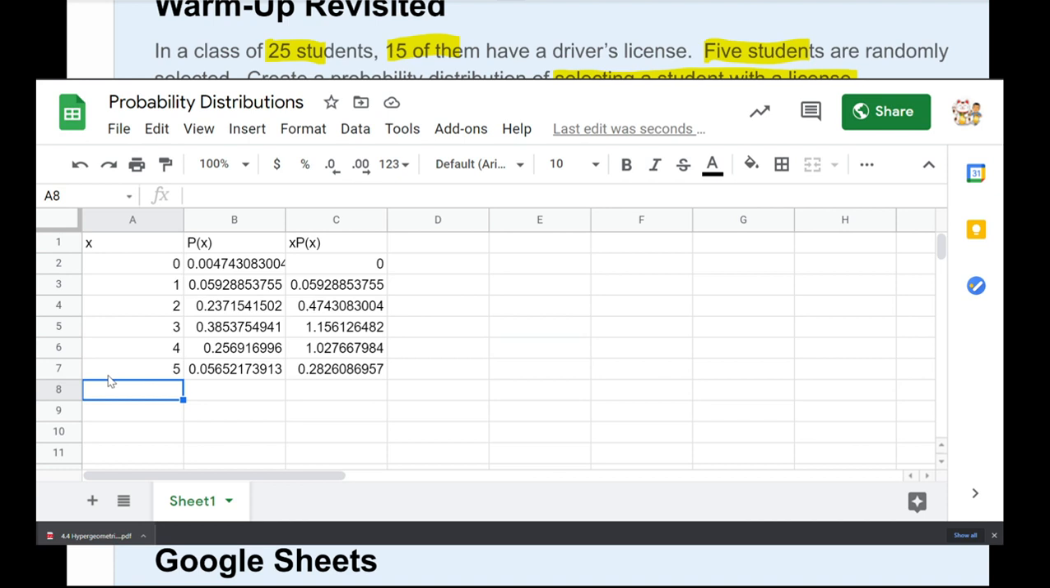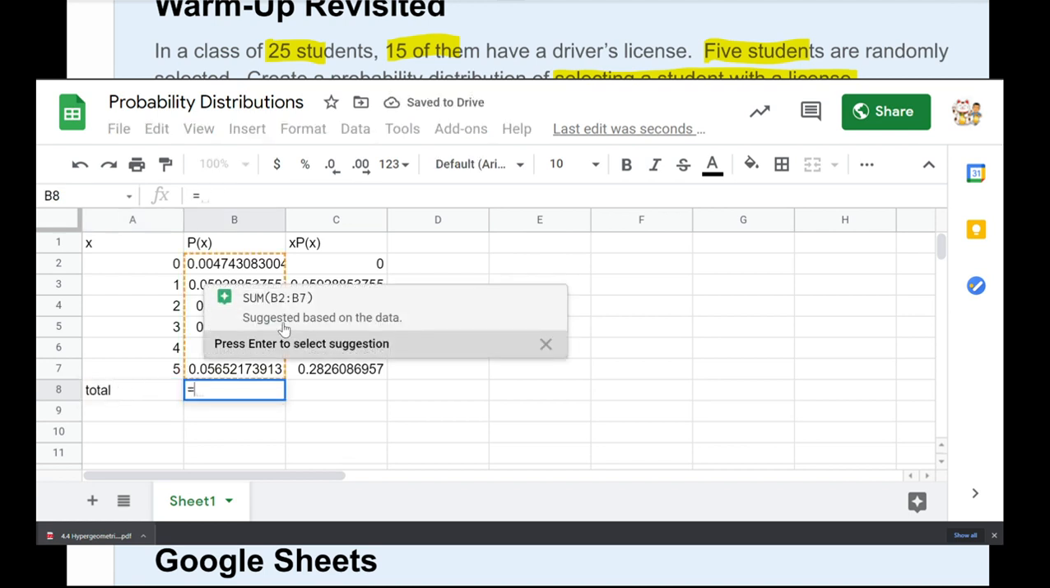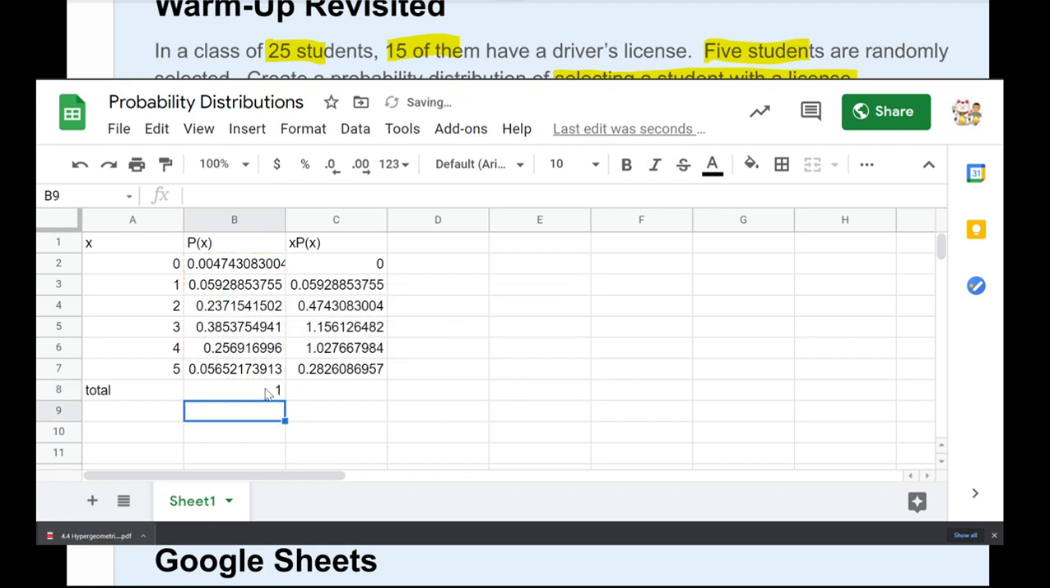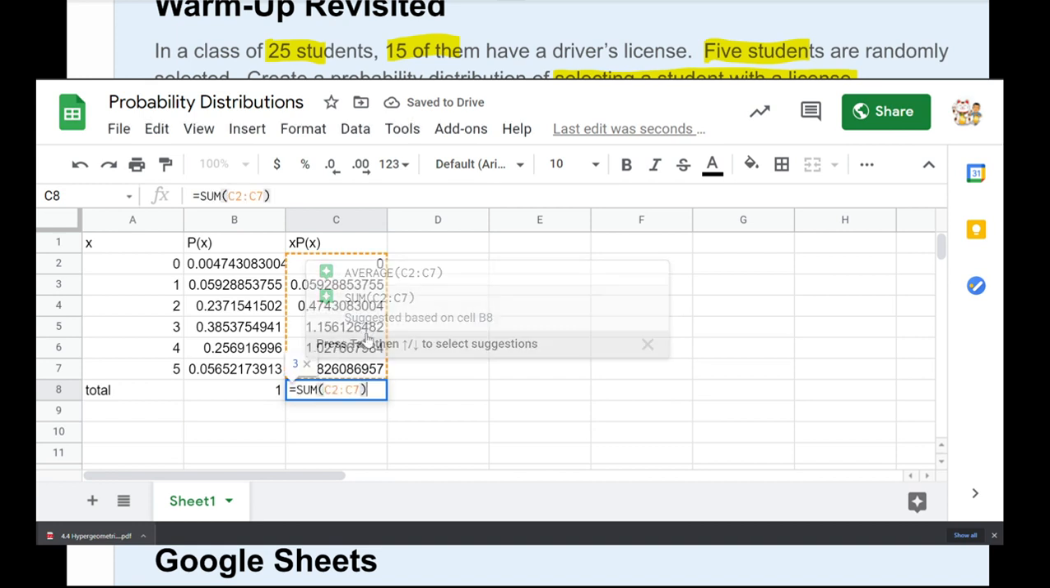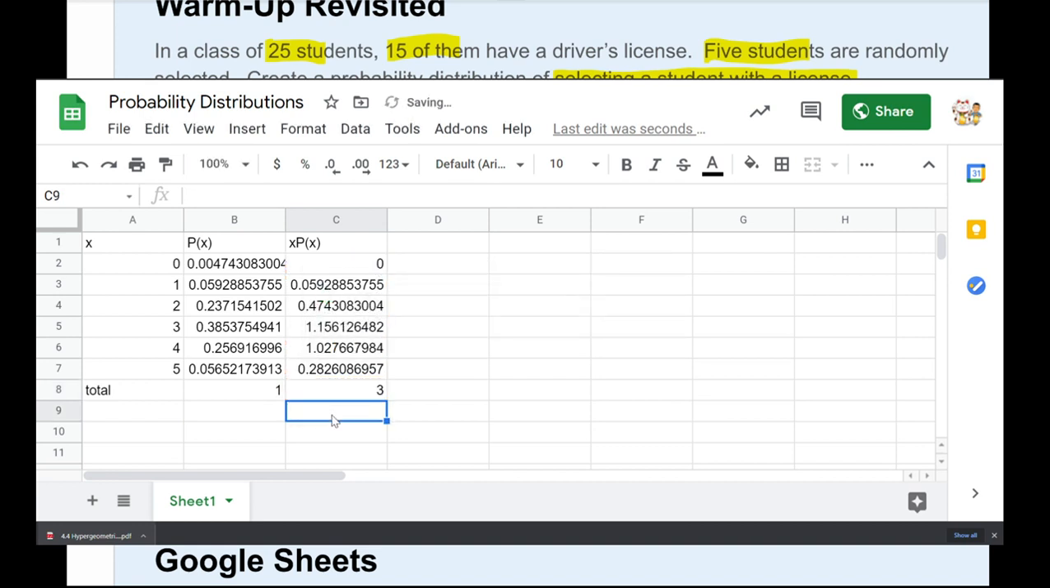Because if we needed to find the expected number of students that we would select, or the expected number of students to have a license, we could determine that. If we needed to find our totals, just to clarify, double check, okay, the probabilities add up to 1, which is good. And here, our expected value works out to 3.